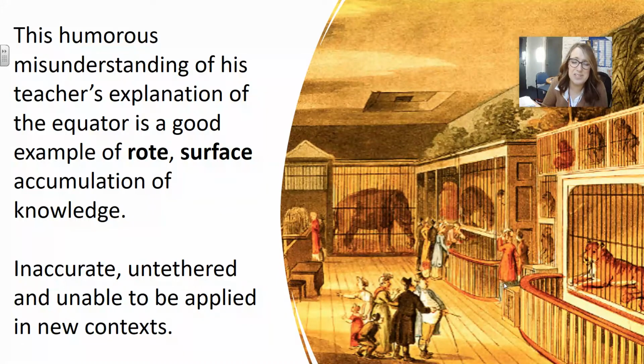What does this tell us? Well, obviously it's humorous, but it's a misunderstanding of his teacher's explanation of the equator. This is an example of rote or surface learning, accumulation of knowledge that we just possess quite fleetingly, and in this case, inaccurately. This inaccurate, untethered knowledge cannot be applied to new contexts because it's neither correct nor is it linked to anything in a bigger schema. It's obviously a little bit absurd that a child would even think that there is such a thing as this menagerie lion that's running around the earth.